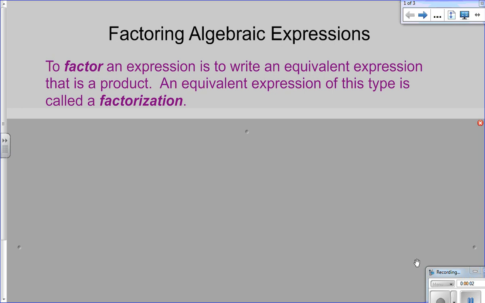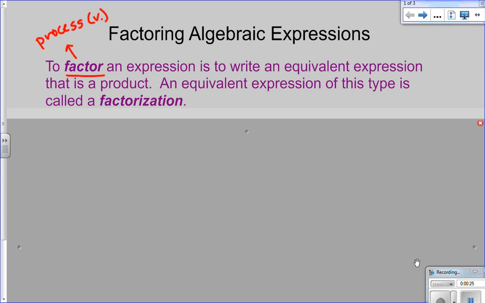Factoring algebraic expressions. To factor an algebraic expression is to write an equivalent expression that is a product. An equivalent expression of this type is called a factorization. In other words, you can think about the word factor as the process. It's something that you do.